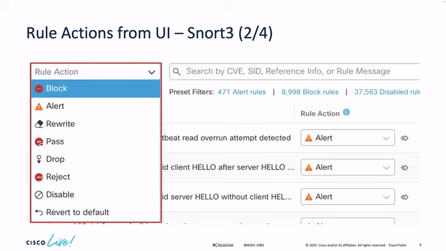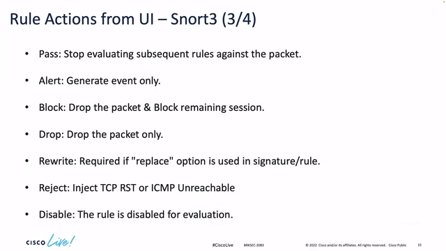Moving on to Snort3. What are the different actions available against the signatures that are present? If you look at the actions on Snort3, you would see that there are more than three, and you would see some new additions. The actions are block, alert, rewrite, pass, drop, reject, and disable. These can be set against every signature that is present as part of your IPS policy. Now let us take a look at what each of them means.